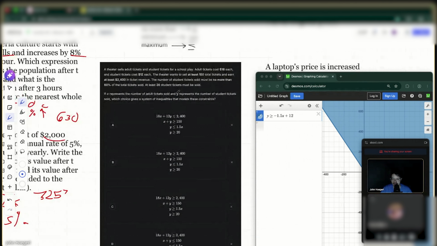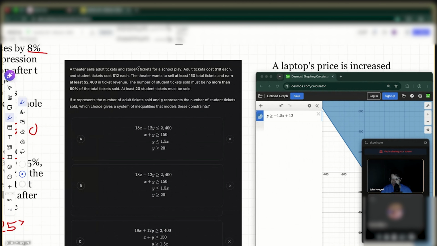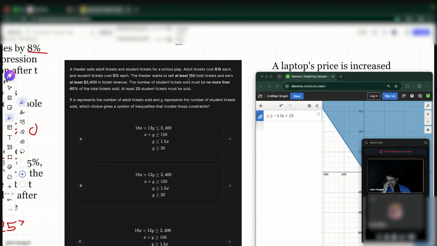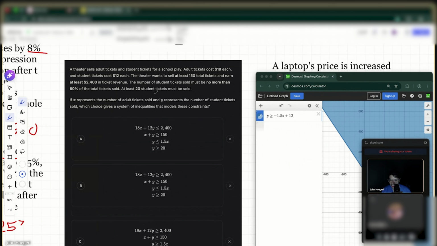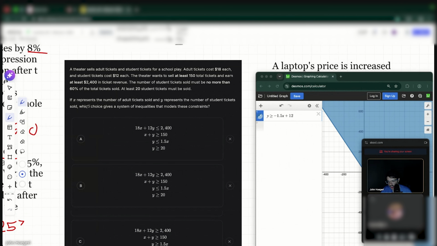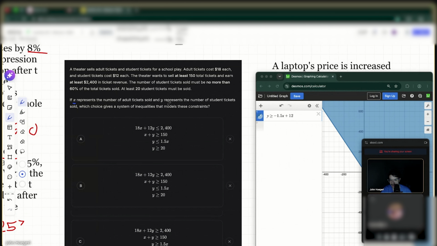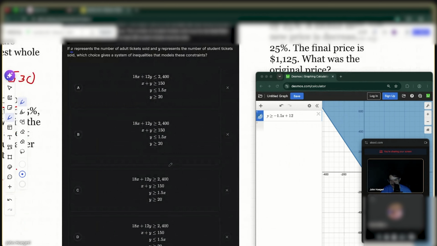This one looks really hard, but it's actually not too bad. A theater sells adult tickets and student tickets for a school play. Adult tickets cost 18 each and student tickets cost 12 each. The theater wants to sell at least 150 total tickets and earn at least 2,400 in ticket revenue. The number of student tickets sold must be no more than 60% of the total tickets sold. So a bunch of stuff here. And at least 20 student tickets must be sold. x is the number of adult tickets and y is the number of student tickets. Which system of inequalities models the situation?